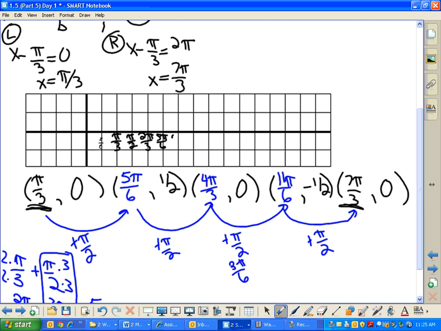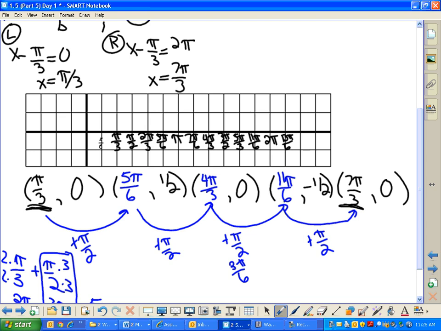6 pi over 6 is pi. 7 pi over 6. 8 pi over 6 is 4 pi over 3. 9 pi over 6 is 3 pi over 2. 10 pi over 6 is 5 pi over 3. 11 pi over 6 is not reducible. And then 12 pi over 6 gets us to 2 pi. And then, you know, we have 13 pi over 6. So on and so forth.